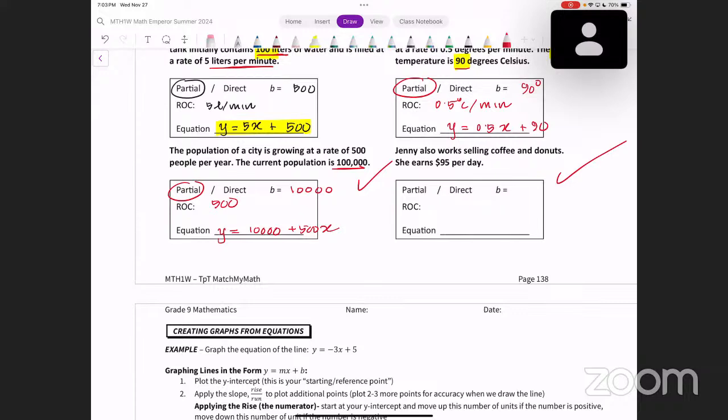What is partial or direct? Direct. What is the b value? The b value is 0. That's right. If it's direct, the b value is 0. What's the rate of change? Dollars per day. And the equation is y equals 95x. Does everyone got that? Pretty straightforward.